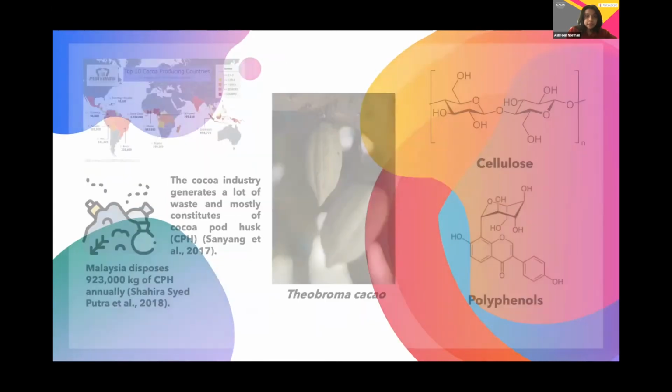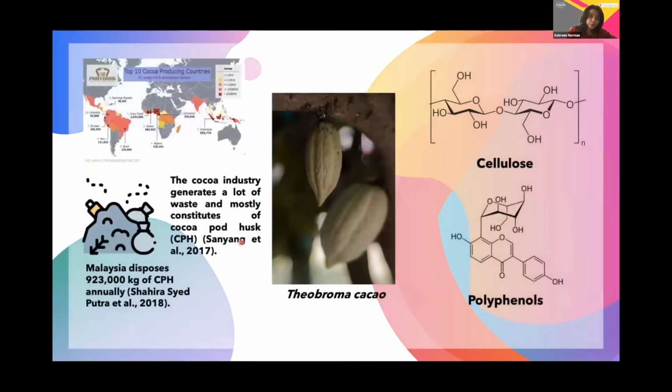The agro waste that I'm using is cocoa. In scientific terms, it is Theobroma cacao, and it's planted in the Americas, in Africa, and in Asia. Annually, it generates a lot of waste. From 2018 to 2019, the worldwide waste production from the cocoa industry was about 4.8 million tons. The main part of the fruit is the cocoa pod husk, which is 75% of the fruit, and Malaysia disposes about 900,000 kilograms of the CPH annually.